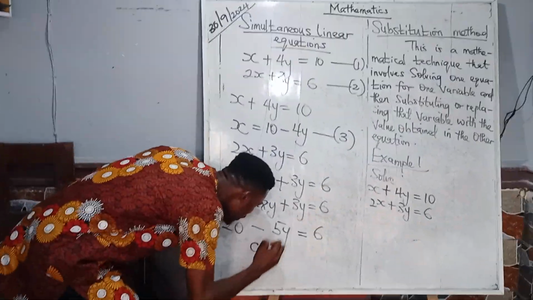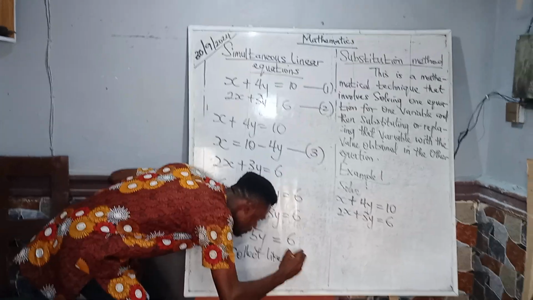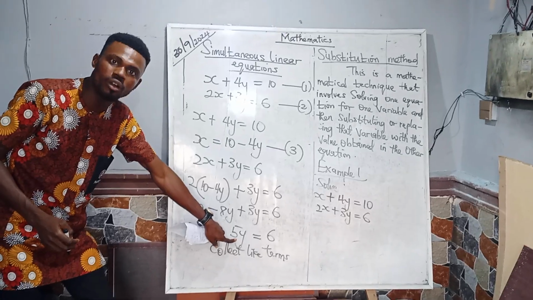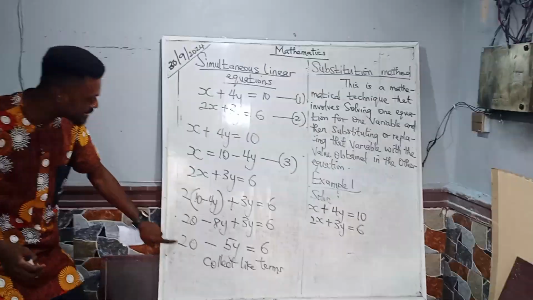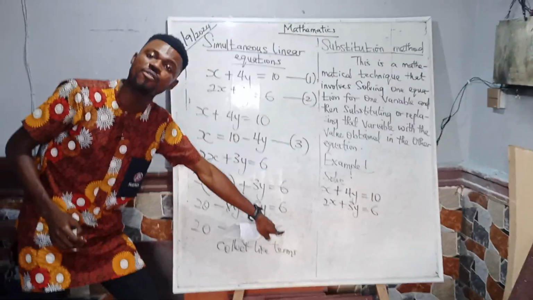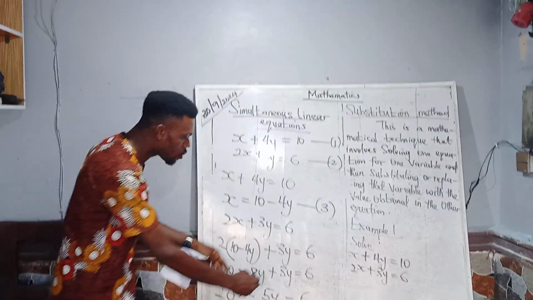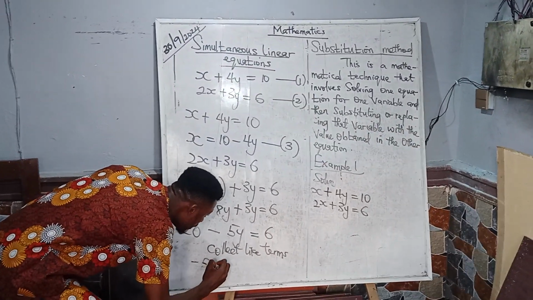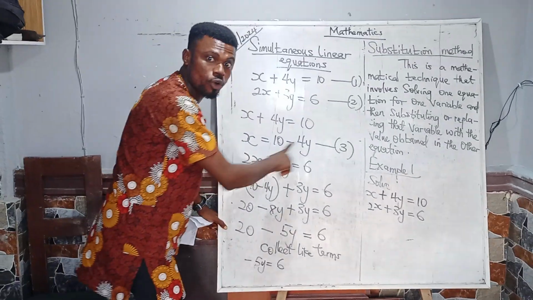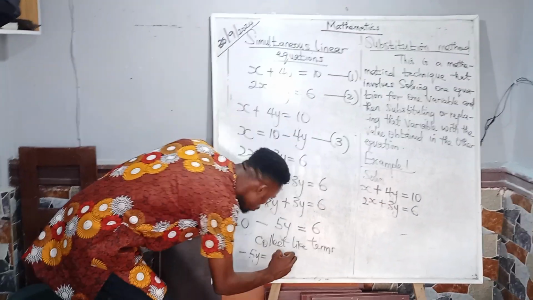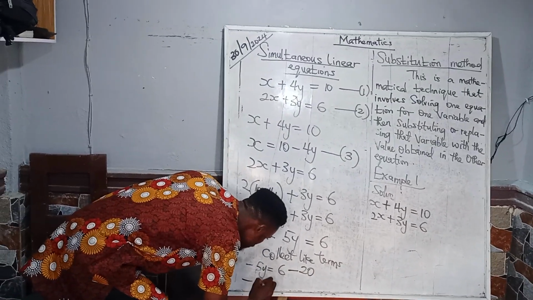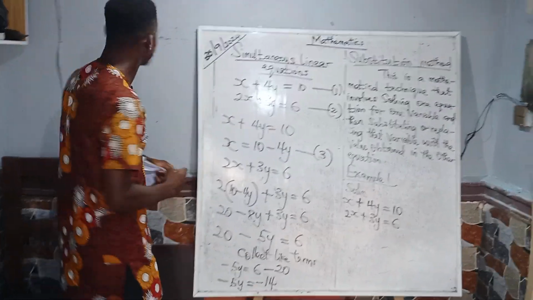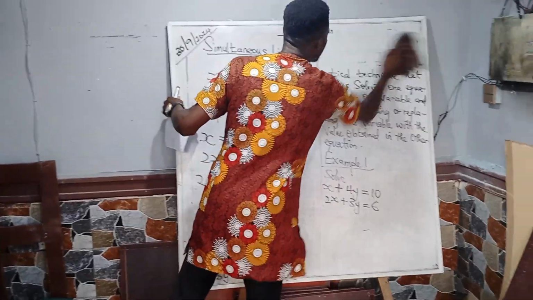So what do I do now? I collect like terms. What do we mean by collect like terms? y is a letter. y is going to stay alone on the left hand side. Then this constant is going to cross over to the right hand side to meet the fellow constant 6, such that I have just the variable on the left and the constant on the right. So minus 5y equal to 6. Again, when plus 20 is crossing, plus changes to minus. So 6 minus 20 gives minus 14. So I have minus 5y equals minus 14.